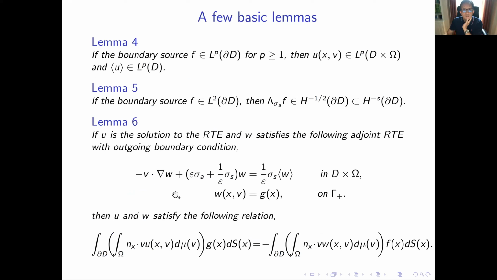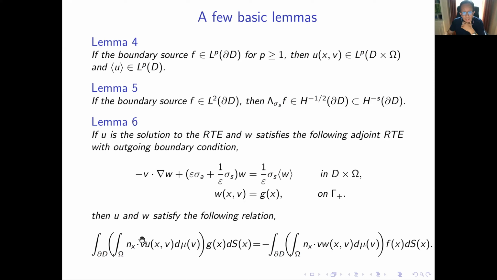Okay, given that I'm probably behind schedule, this is some basic fact, some basic result for the transport problem in general. I want to introduce this adjoint RTE because in our proof we'll need this. Roughly speaking, with the adjoint, you're talking about boundary integrals. The domain is here, with its boundary, but you integrate against the whole omega because we're talking about the full flux through the boundary.